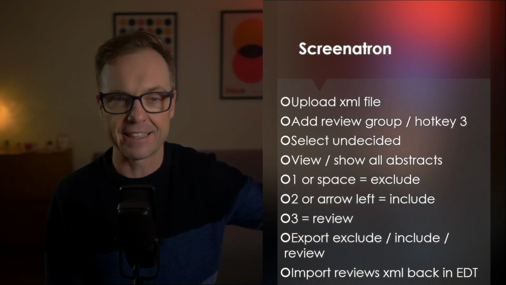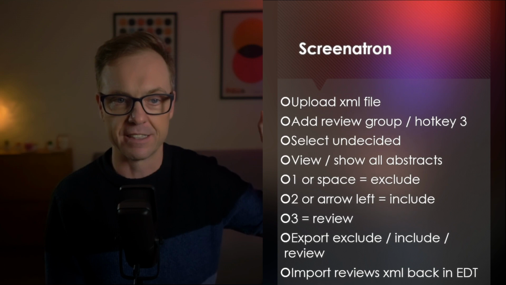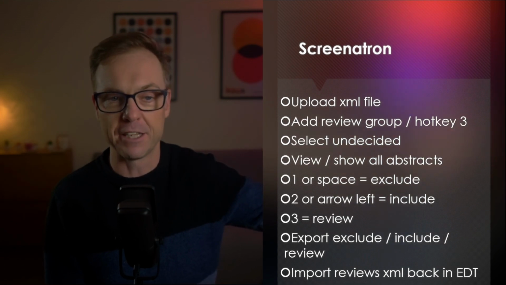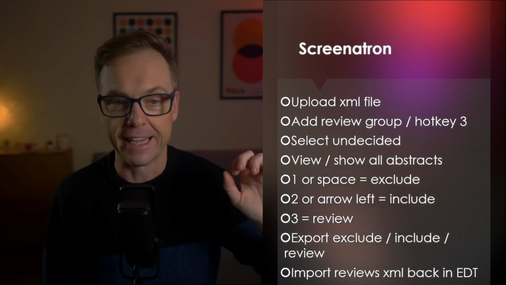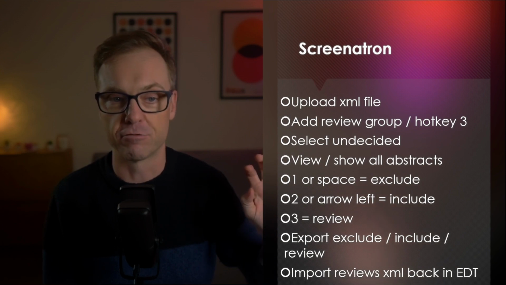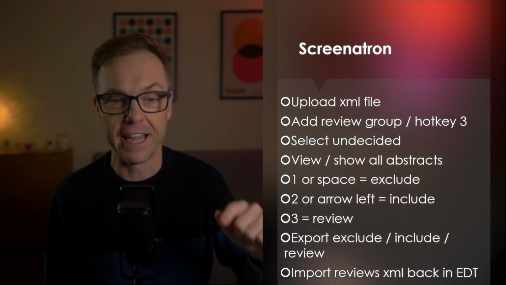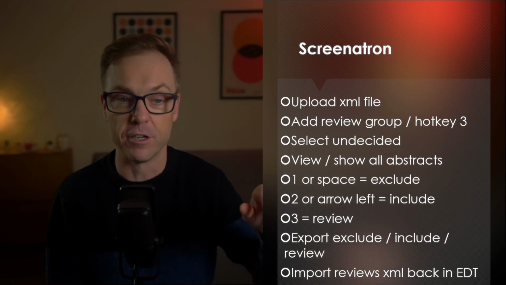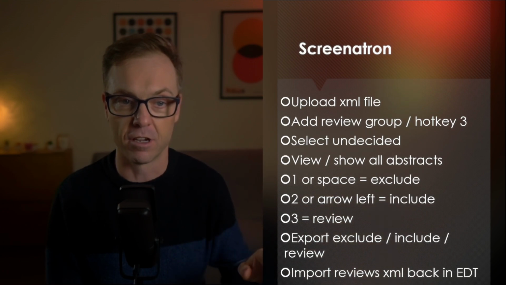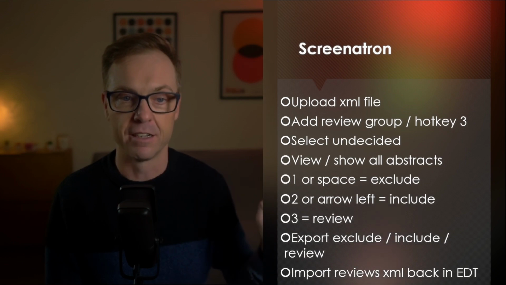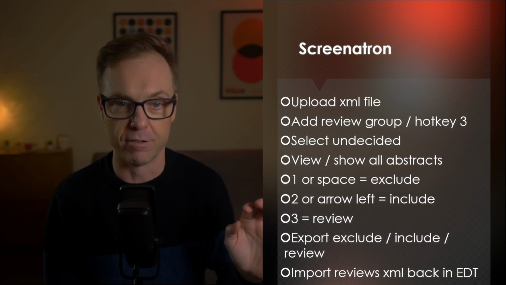The next thing I would do is go up into Select Undecided. So click up in the top and you'll see the button, the group that's undecided. And then up in the menu bar, choose View, Show All Abstracts. Now, the hotkey for the different groups you're going to allocate those references to are 1 for exclude, 2 for include. If we've made a group called Review and given it a hotkey 3, you've got 3 to allocate it to Review. So press the button 1 to exclude it, press the button 2 to include it, and press button 3 to allocate it to a Review.